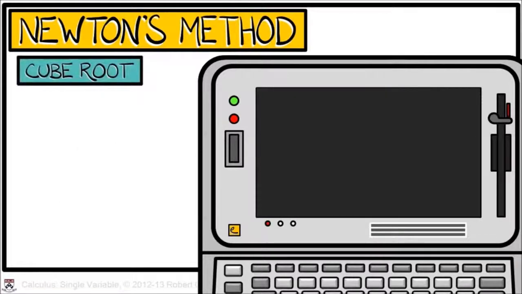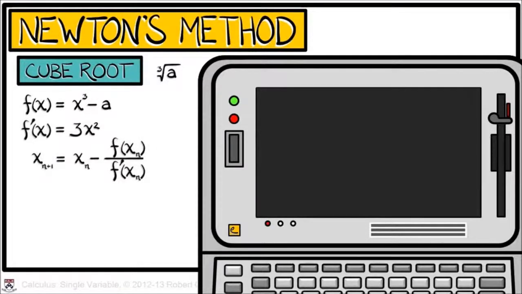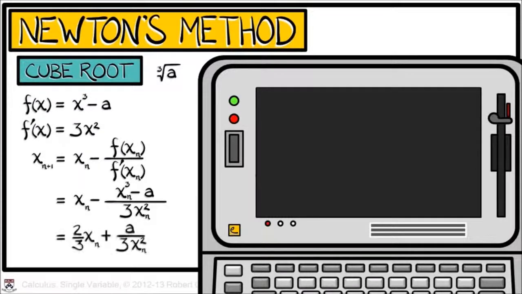Likewise, if we want to compute a cube root of a, we can realize that as the root of f of x equals x cubed minus a. In this case, also, the derivative is trivial to compute. And inserting these into Newton's update law gives us xn plus 1 equals 2/3 xn plus a over 3 times xn squared.